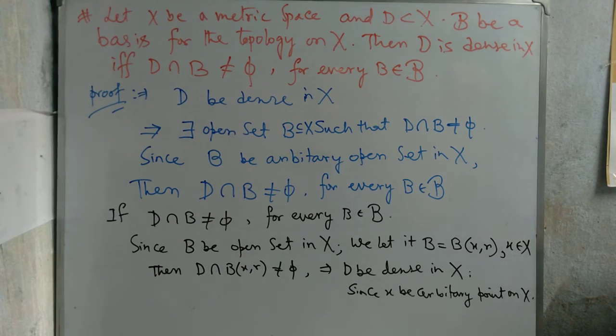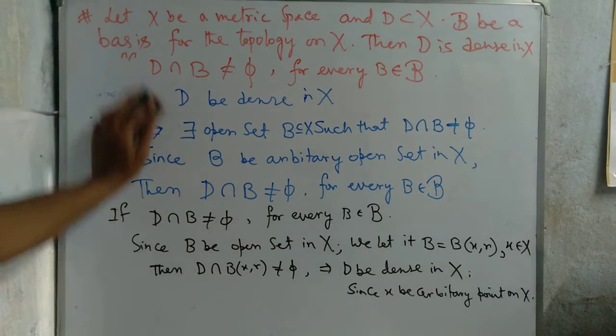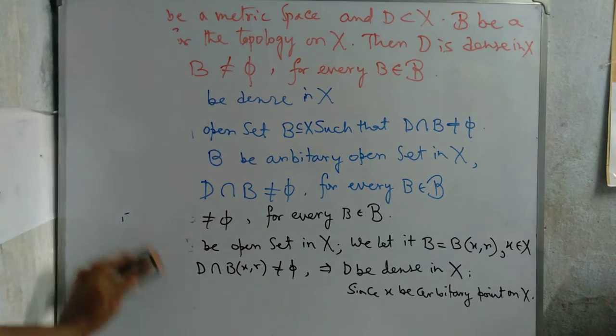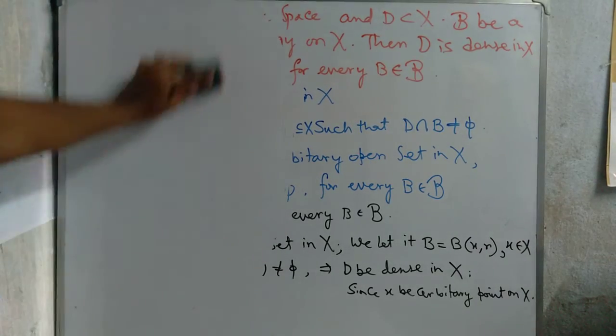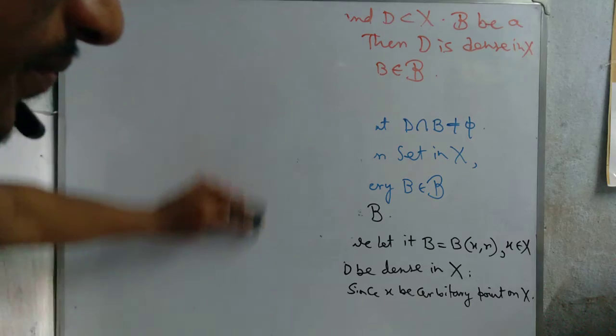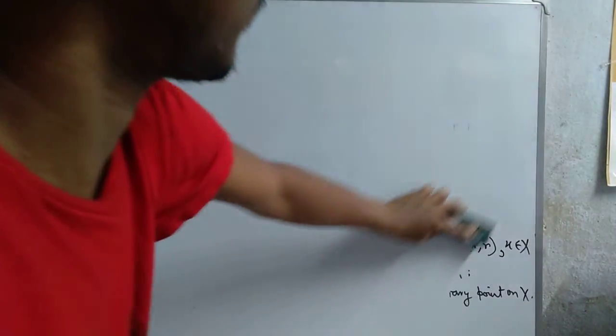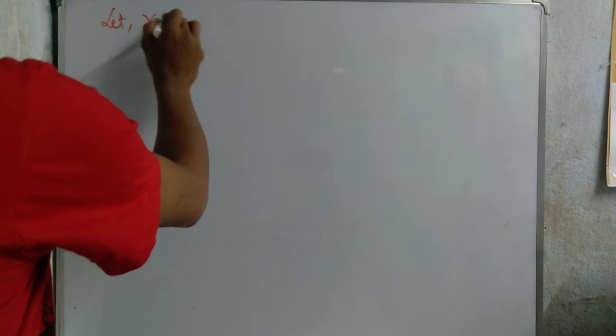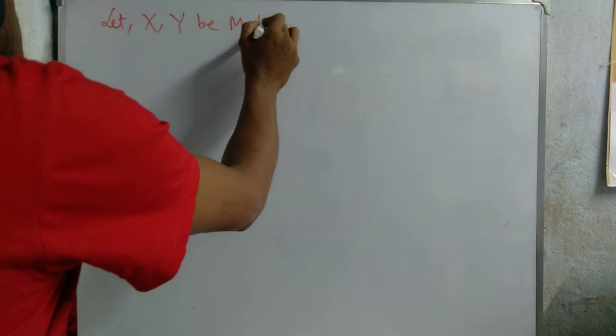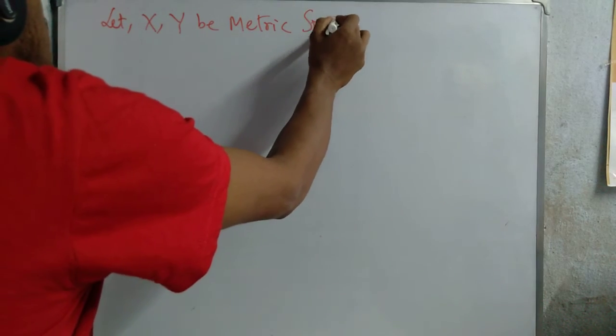Then we go on to further discussion of another problem related to this basis. We erase this portion and go on to another problem. This problem is here. Let X, Y be metric spaces.